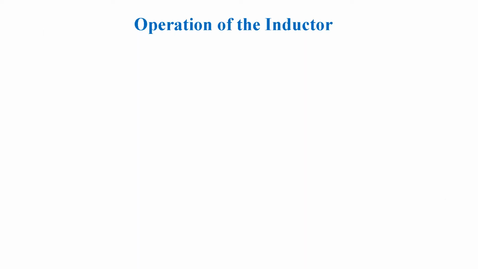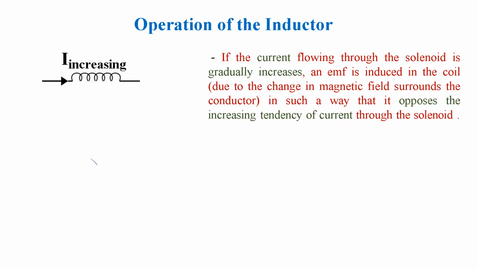Now we come to the basic operation of the inductor. First you see, current flowing through the inductor is increasing. Okay. Now, if the current flowing through the solenoid gradually increases, an EMF is induced in the coil. Why is the EMF induced? Due to the change in the magnetic field surrounding the conductor.